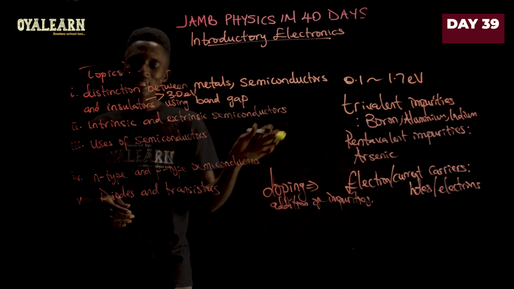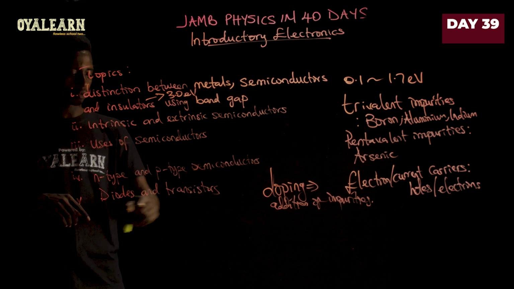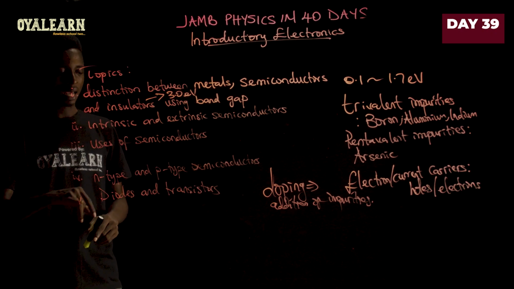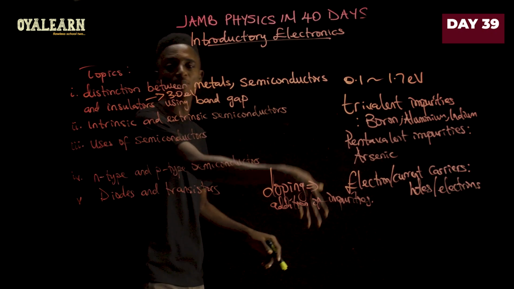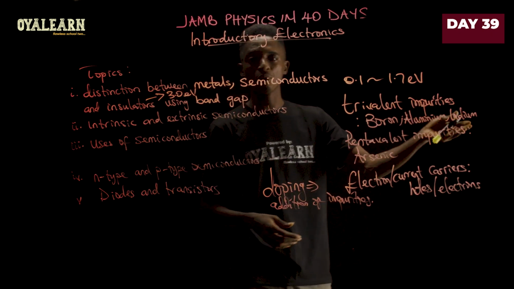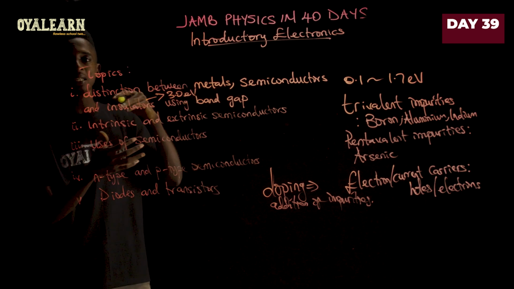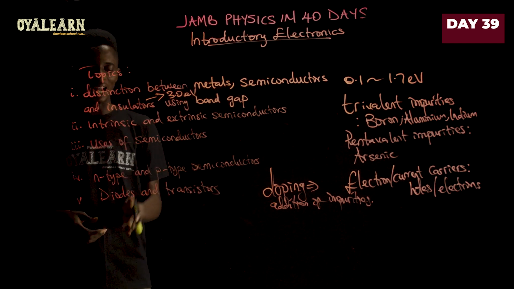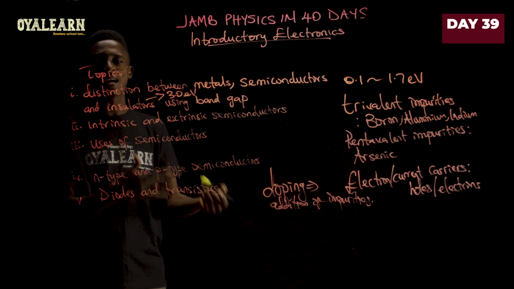Now, aside from that, you should also be able to mention the uses of semiconductors, although we'll come back to this when we talk about diodes and transistors. And then you should be able to differentiate n-type and p-type semiconductors. I've given an explanation on how you can create that using impurities already. And then you should be able to give the applications of diodes and transistors, and not just that, also be able to tell how they are created.